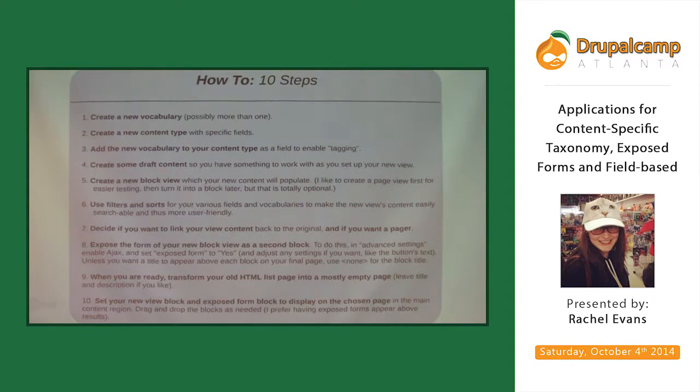Adding the new vocabulary to the content type is going to enable tagging so that you can, for example, make a course a required course or make a course an elective. You're going to create some draft content. This is step number 4.